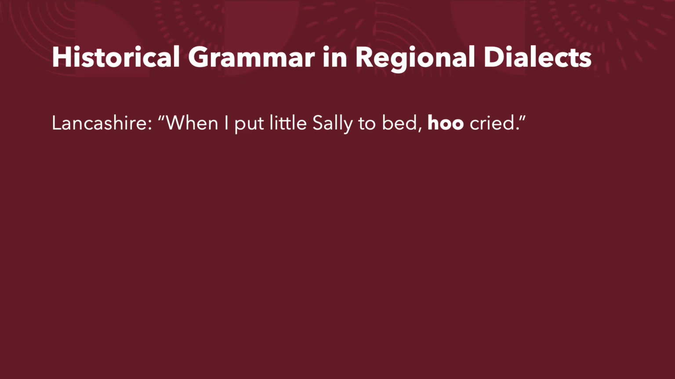But if we remember the historical forms here, the Old English form of this pronoun was "heo," that derived in some dialects of Middle English as "ho," and that comes out as "who" today, right? So we have a direct line from the Old English form to the form we see in this dialect of Lancashire today.